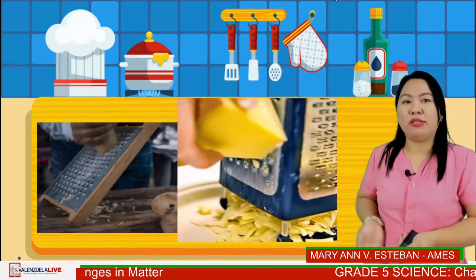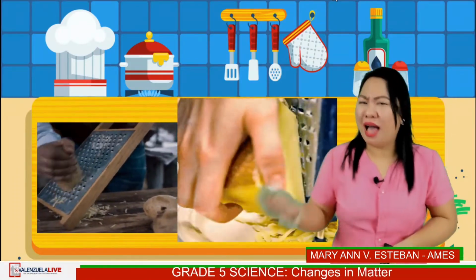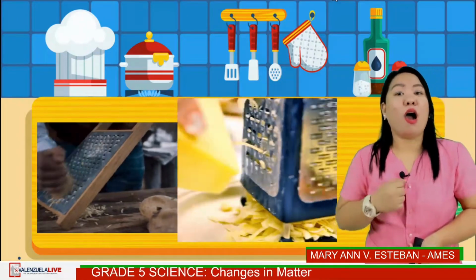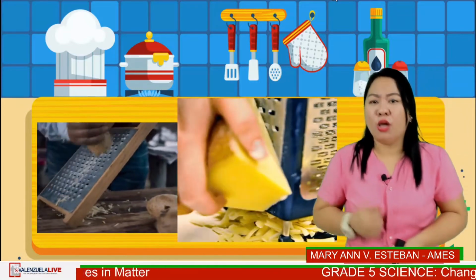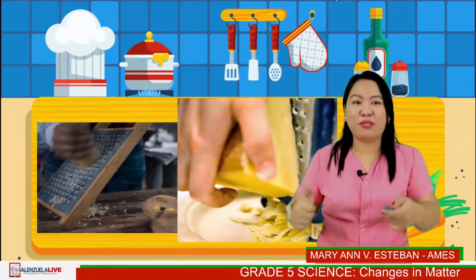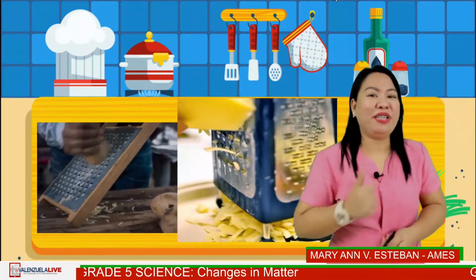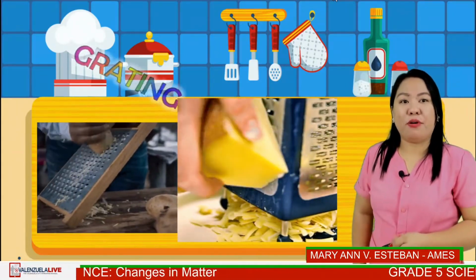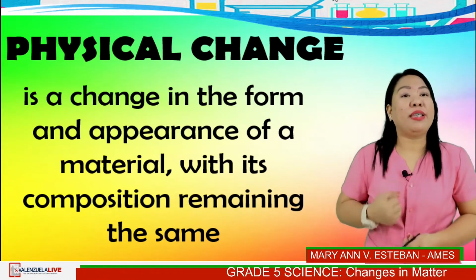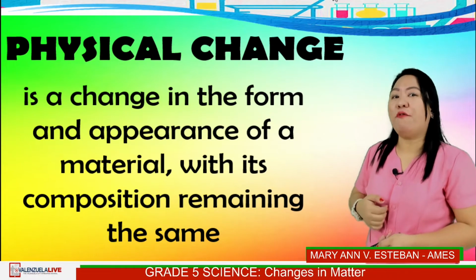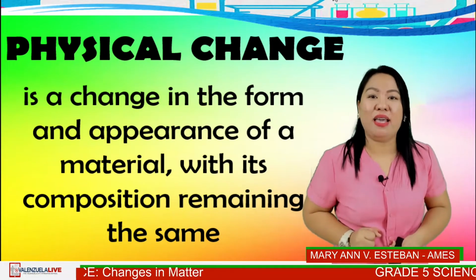So in my examples, slicing, pounding, grating, cutting, and melting are all examples that show a change in matter. Do you know what it is? Type your answers below. Very good. These are all examples of physical change. Physical change is a change in the form and appearance of a material with its composition remaining the same.